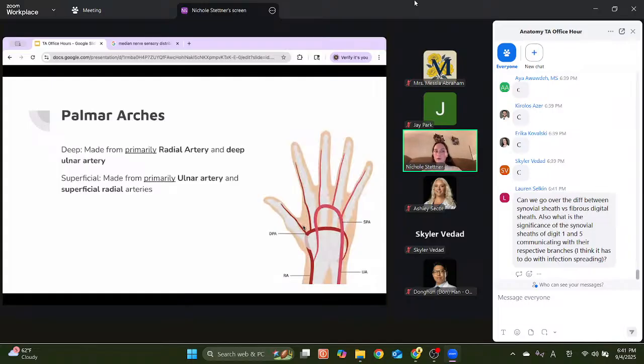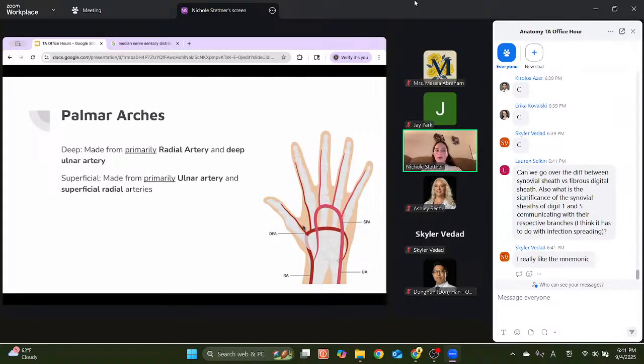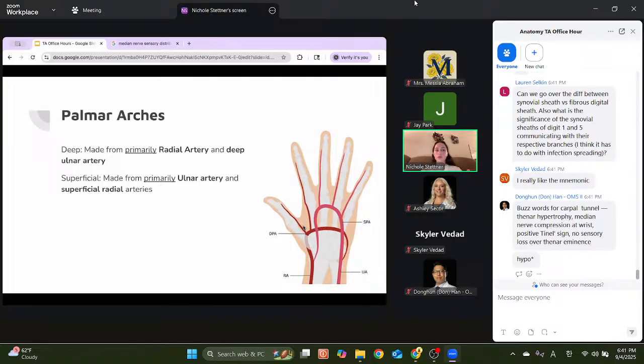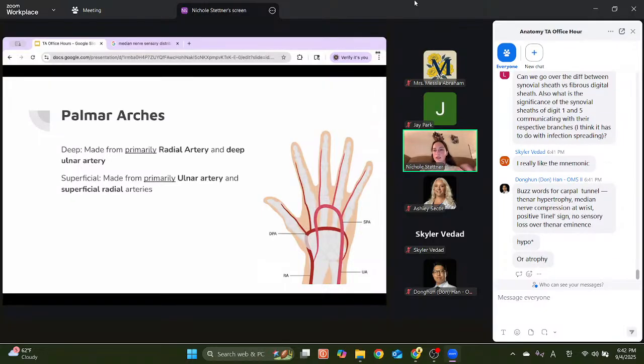Now we have some arteries. We love them. Gotta supply the fingers somehow. So the deep palmar arch is made from the radial and ulnar arteries. The superficial is made from the ulnar and superficial radial arteries. These are more facts to know. I try to think of ways to associate it. If anyone else has tidbits to add about this, feel free.